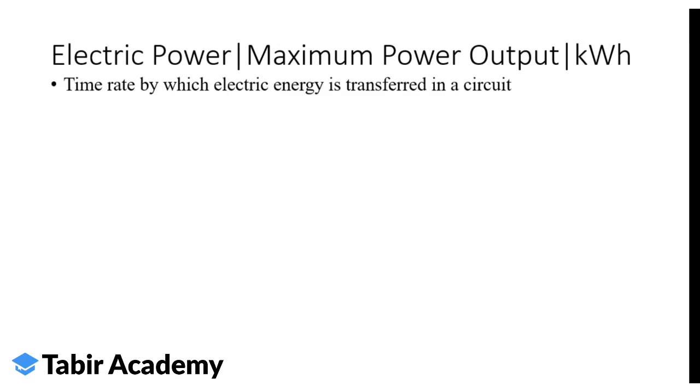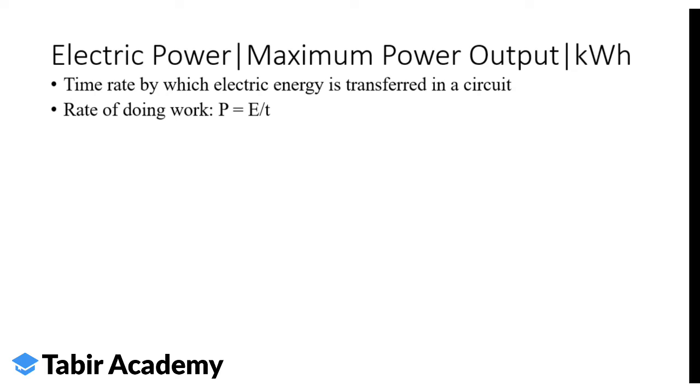And this is our last topic for this module, electric power. Electric power is the time rate at which electric energy is transferred in a circuit. Simply, we know that power is work done divided by time, where E is energy or work done, and T is time.